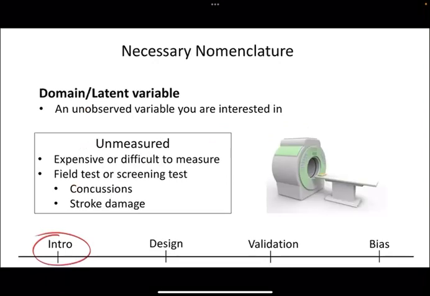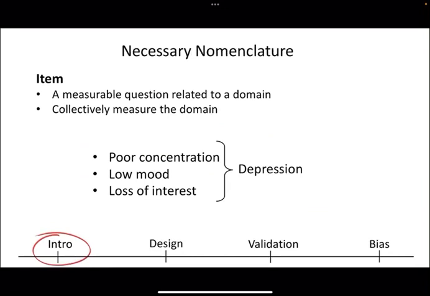It's also possible that it is measurable, but it's just not practical. Things like an MRI might not be practical for some study on concussions, where it might not be practical to give all people in the study an MRI. It would be useful to have some kind of field test that might consist of a questionnaire.